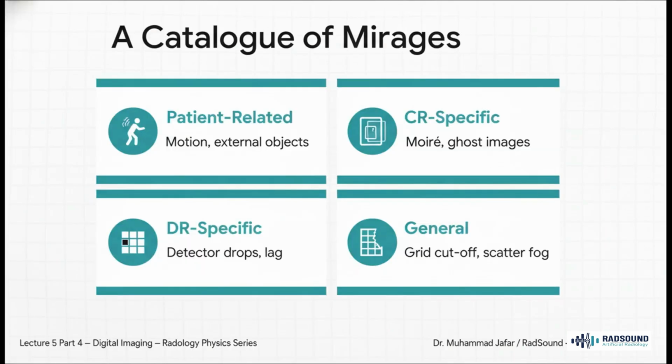Now, let's talk about those mirages. Artifacts can pop up from anywhere. They can be patient-related, like someone moving during the shot. Some are specific to the tech, like ghost images on an old CR plate that wasn't erased properly. Others are unique to DR detectors, like dead pixels. And then you've got the general stuff, like grid cutoff, that can happen with any system.